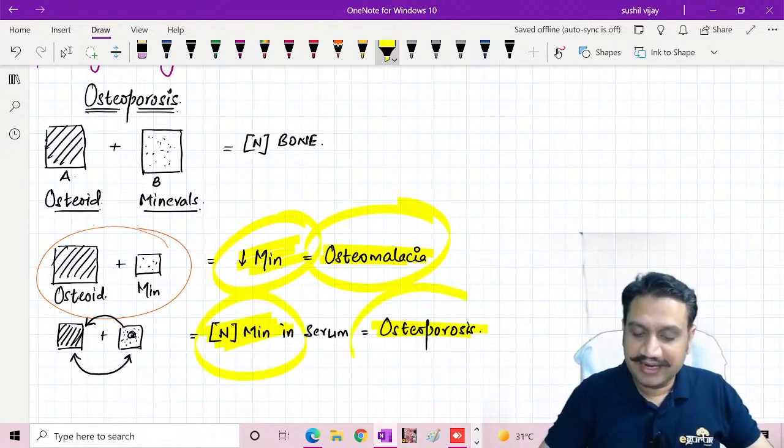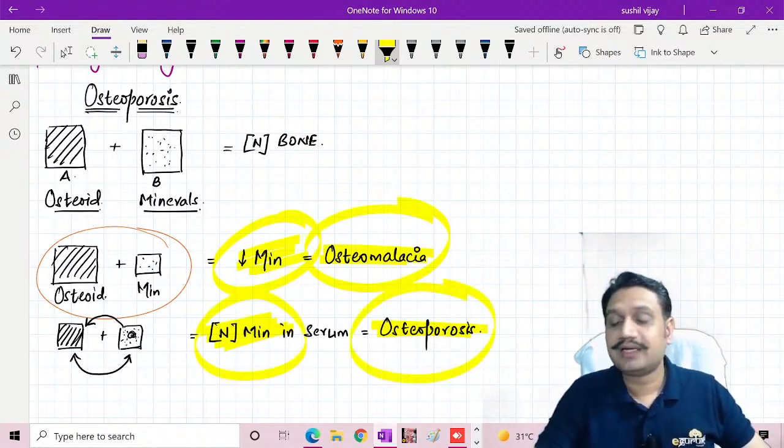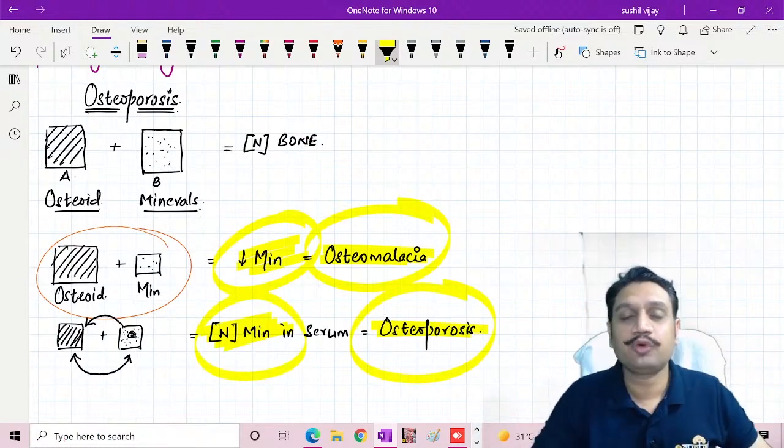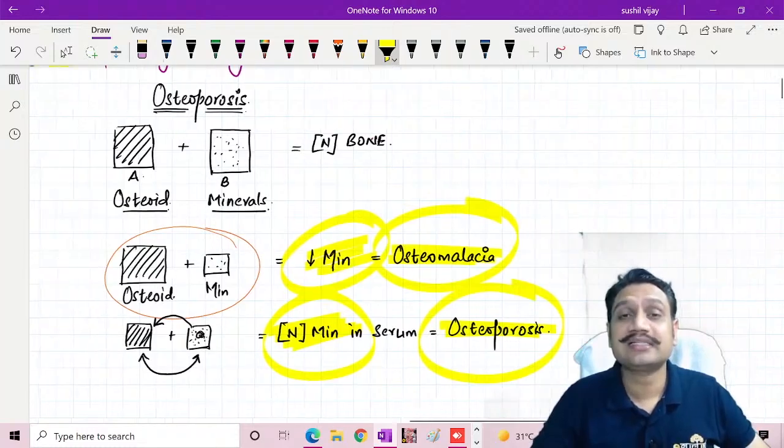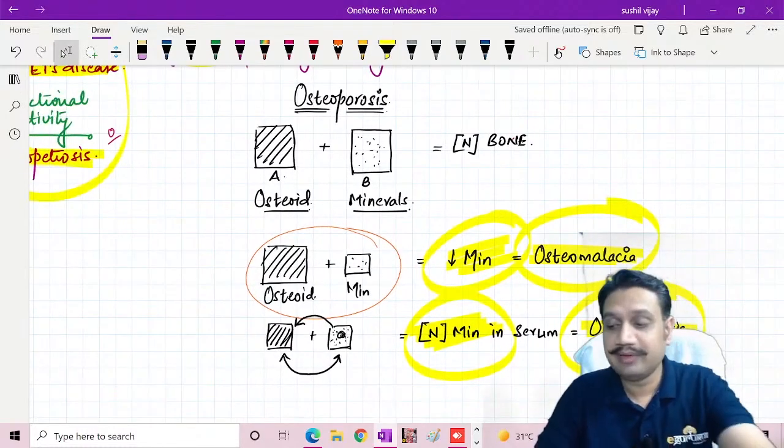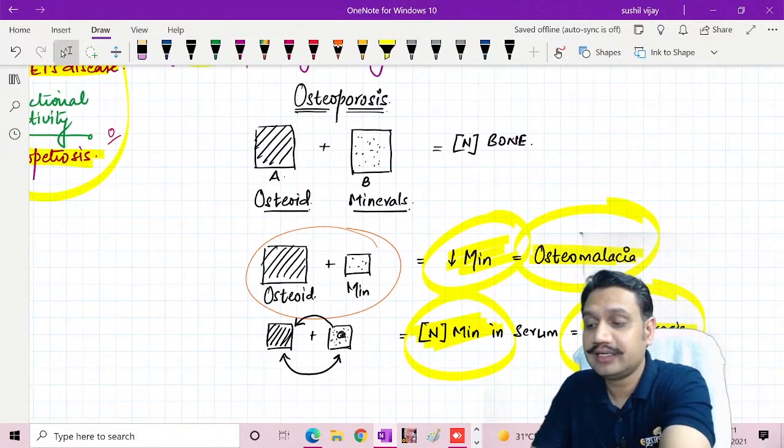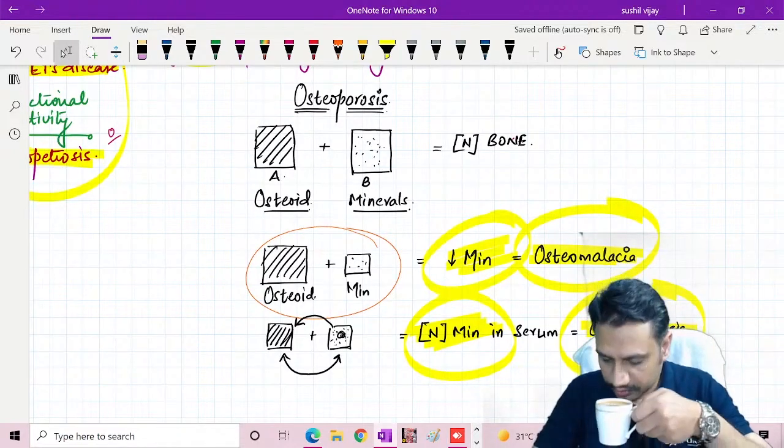So if I ask you very simply, I have told you about 7 conditions, in which condition will the serum mineralization be low? Can you tell me about that? Can somebody answer me? In which condition will the mineralization be low?